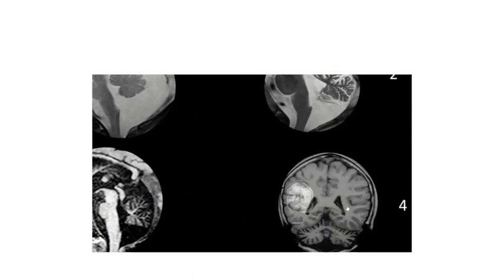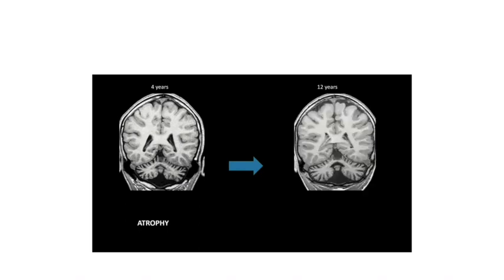So the fourth scenario is a 4-year-old with a T1 coronal showing significant atrophy of the cerebellum. What do we expect at 12 years? We expect it to progress. However, on the MRI, you can see that it has hardly progressed. It remains almost static. So this is atrophy, which does not show any progression over time.